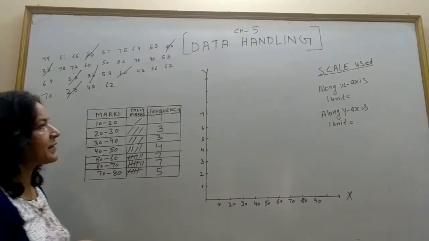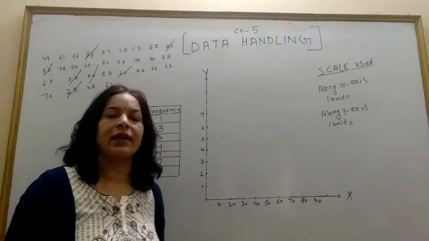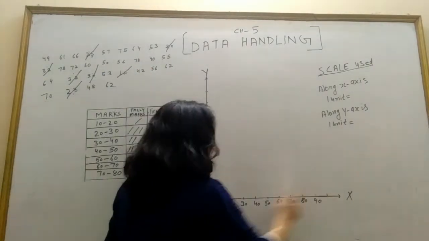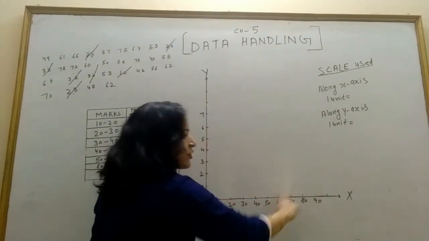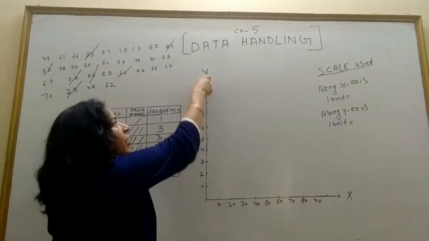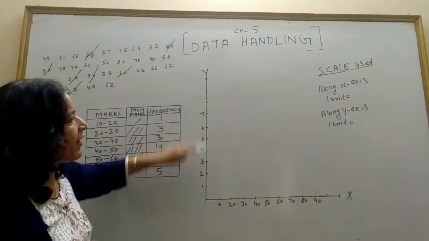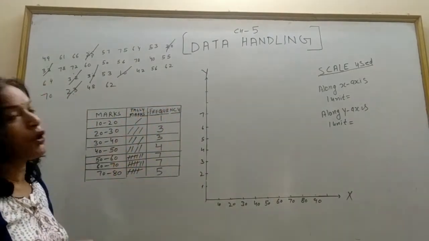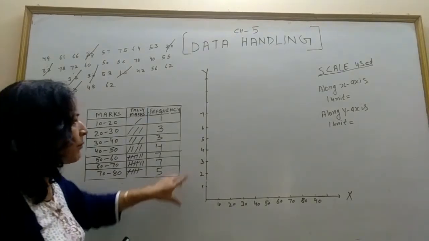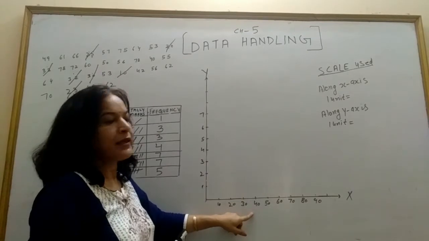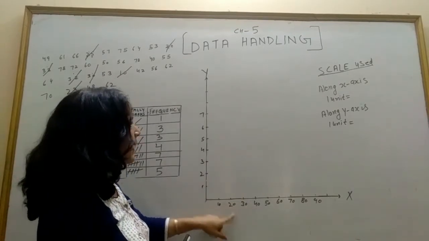Now how do we represent this data graphically? For that we will draw 2 axes. One along the horizontal, this is called the x-axis, and another along the vertical line, called the y-axis, with numbers on both lines. In a bar graph there were numbers only on the y-axis, not on the x-axis. This is the difference. And here there are numbers on both lines.